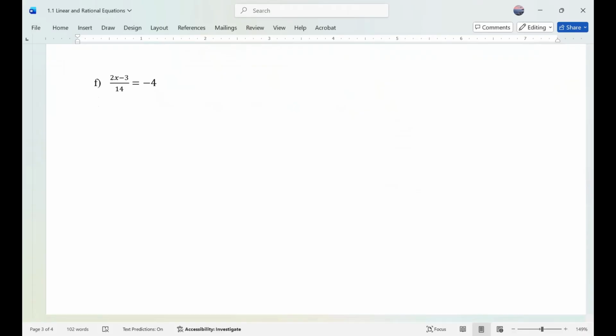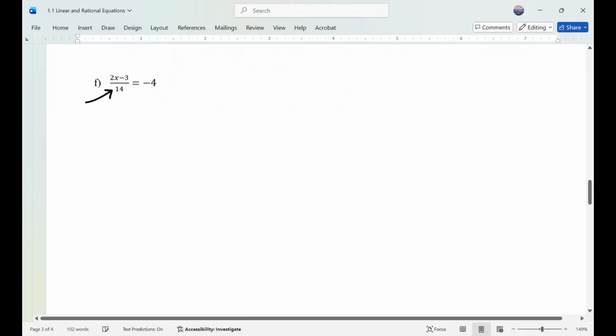2x minus 3 all over 14 equals negative 4. So now we're getting into rational equations. When we have rational equations, we've got to watch our denominator because a rational equation is a fraction equation. So we've got fractions within our equations. Well, in the denominator of our fractions, we cannot have 0. So you need to check your denominator first to see if you have what's called an extraneous solution. And so you can label it as ES for extraneous solution.